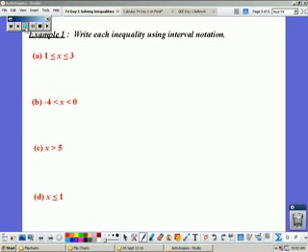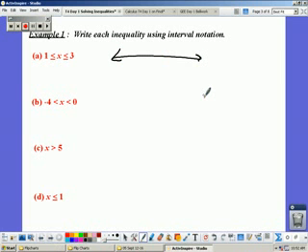Okay? Now, you don't have to draw the number line for these examples, but I'm going to go ahead and do it so you can see what the number line looks like, and then from there you can get your interval notation. Okay, so for A, first I'm going to draw my number line, and I'm going to plot my point 1 and 3. 1's going to be on the left, 3's going to be on the right. Okay, and it's telling me that x is going to be between those two values.